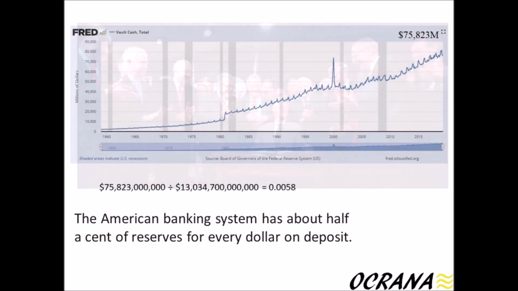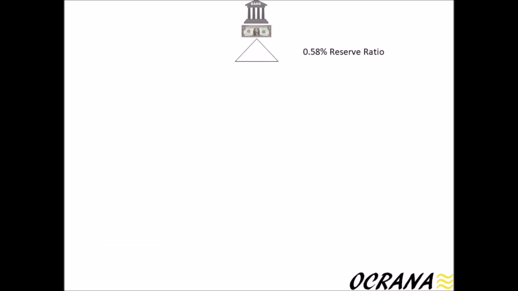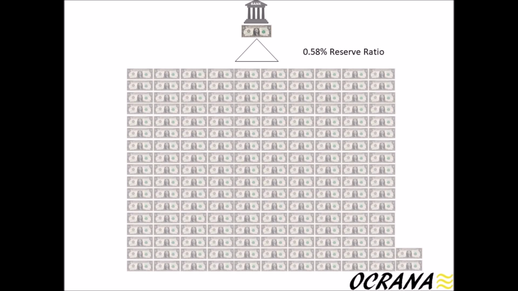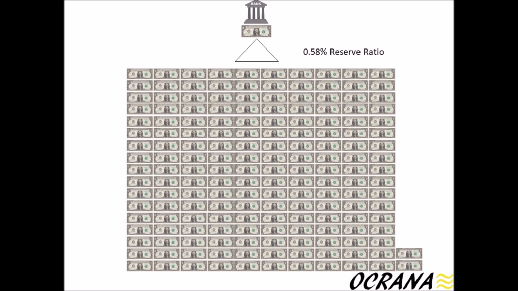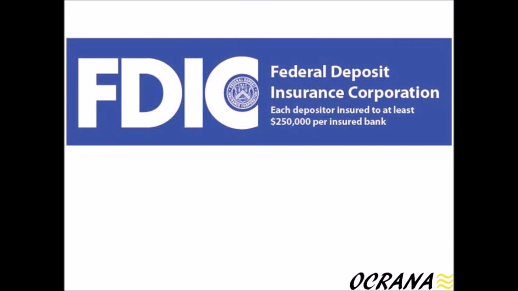Before we move on, I just want to reiterate that the American banking system has about half a cent in reserves for every dollar on deposit. So if we visualize this, it's a 0.58% reserve ratio, and from $1 of reserves, the private institutions can create $172 of loans. Fractional reserve lending makes people a little bit uncomfortable about putting their money in a bank, so governments create an insurance scheme where the state guarantees the deposits of each of these insured institutions.